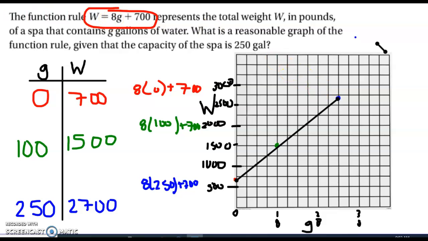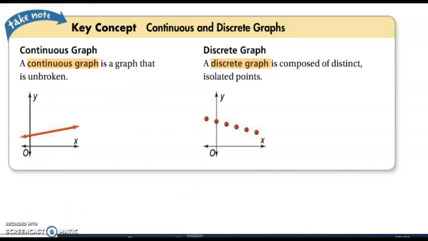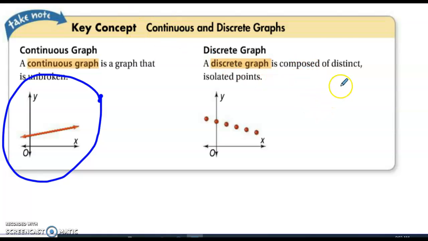All right, so that leads us to a conversation of the difference between continuous and discrete. So continuous means that you have a situation where you can connect the dots, right? So we went from 0 to 250, but you could do every single number in between 0 and 250. So that's why we made a line and connected the dots. Discrete means that you cannot connect the dots, right? You cannot connect the dots.